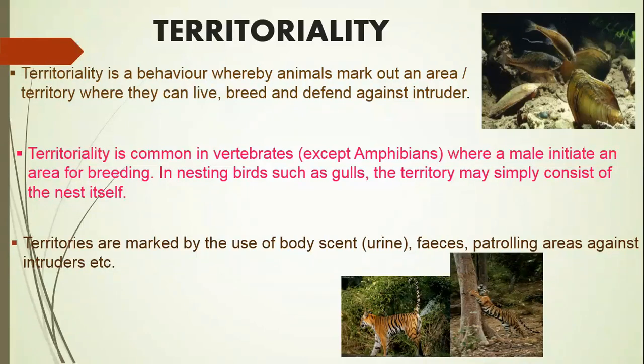Territories are marked by the use of body scents, such as urine. Dogs and wolves use their urine to mark the area for themselves. Some use feces, others patrol an area to make sure that no intruder comes in. This is common in animals like tigers, lions, cheetahs, and so on.